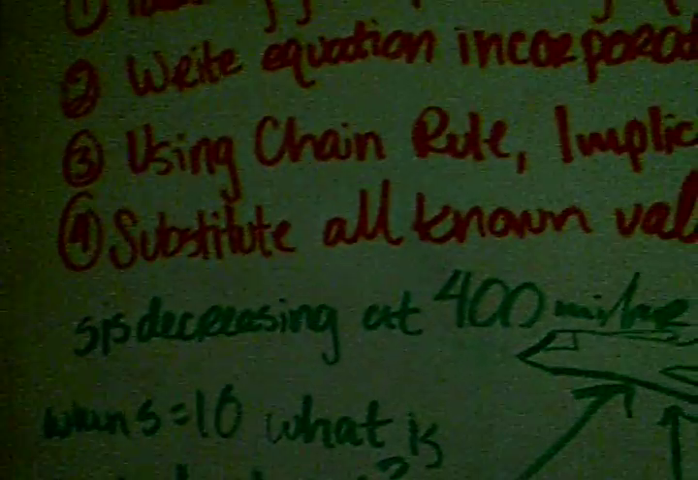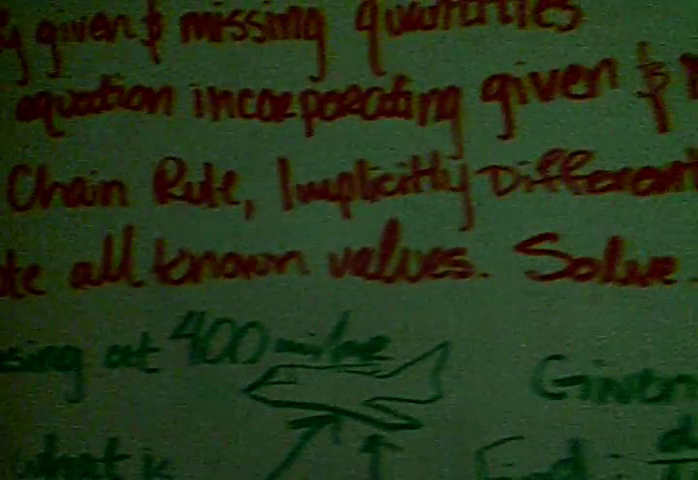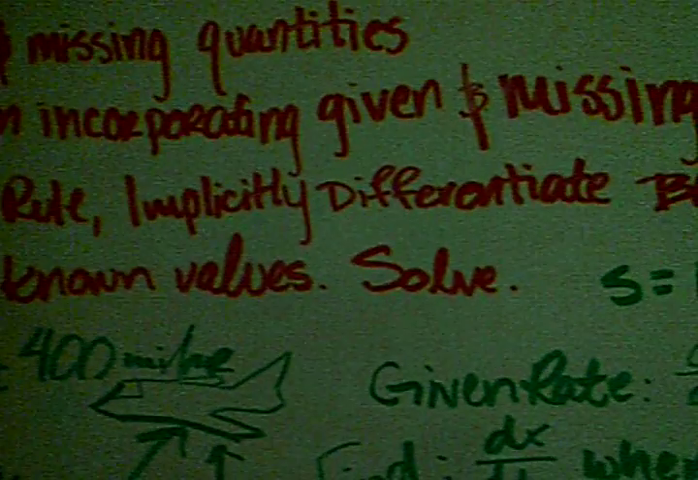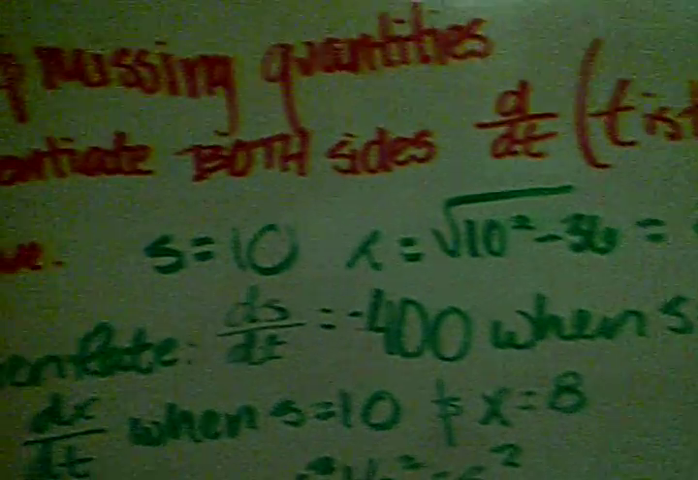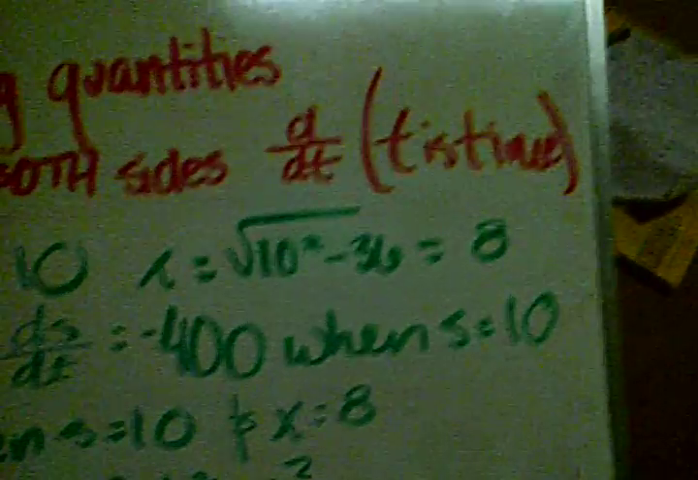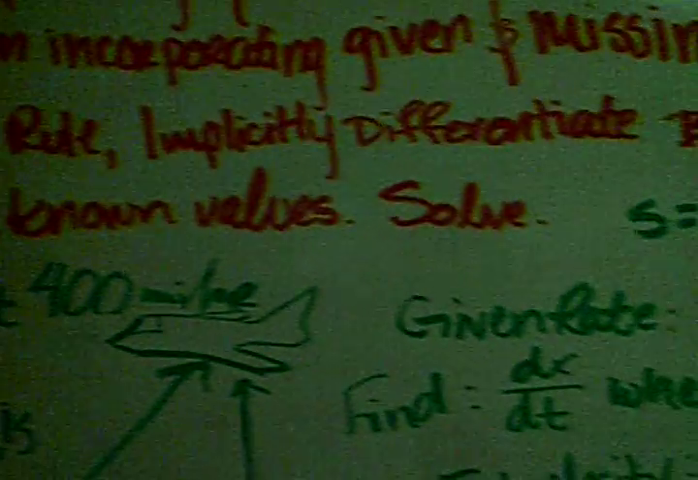Third, you use the chain rule, and by using that you are supposed to implicitly differentiate both sides of the equation with respect to t, which is time. And then what you do is you substitute all known values to solve.